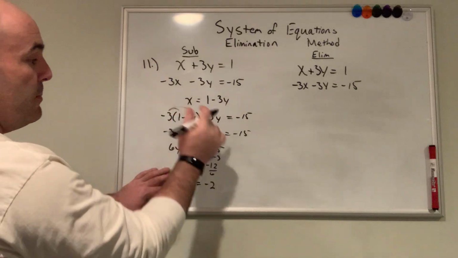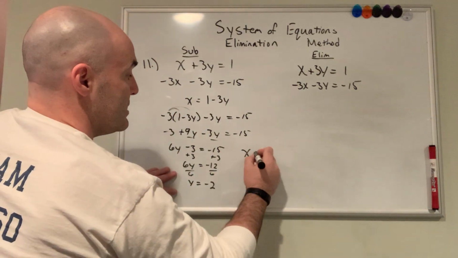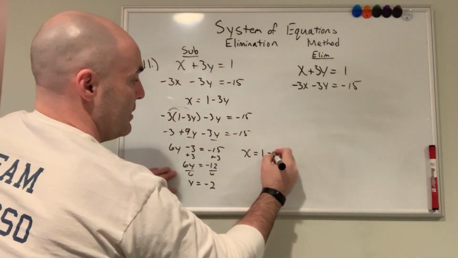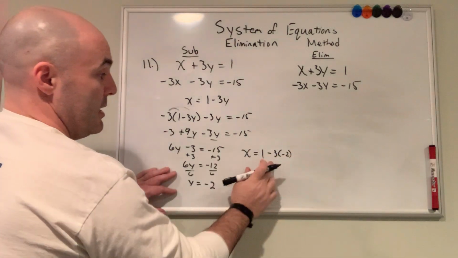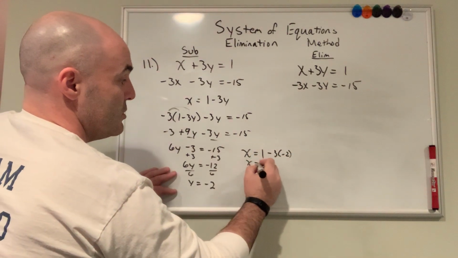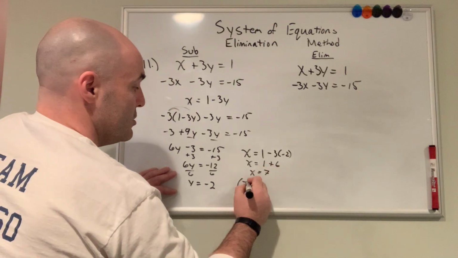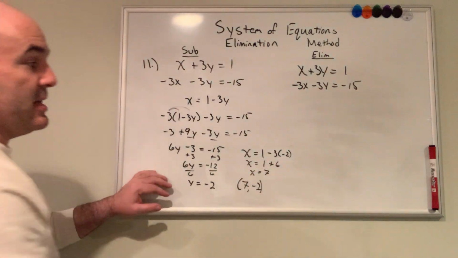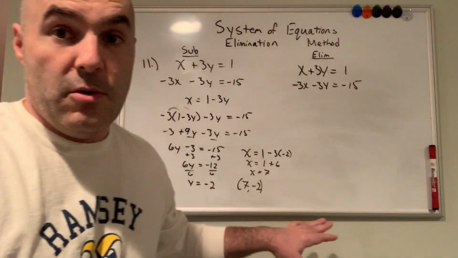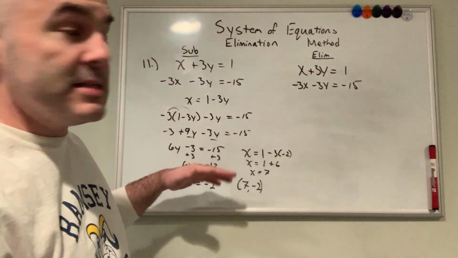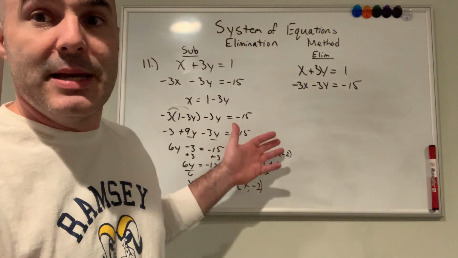Now, I can come back up here and replace the y with negative 2. Negative times a negative is positive. So this is 1 plus 6, or x equals 7. So 7, negative 2 is the answer we're going to get by this method. Okay, so there's a lot of steps in that process. There's ample opportunities to make sign mistakes.